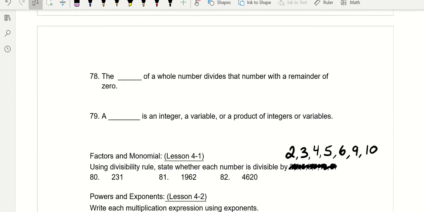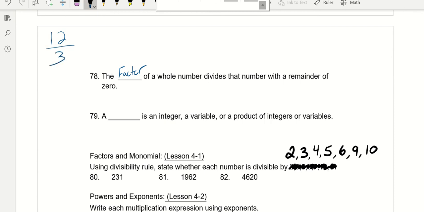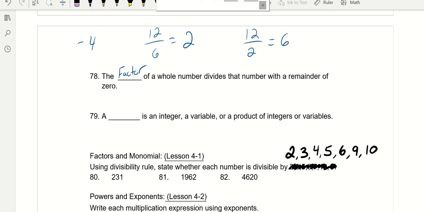The blank of a whole number divides that number with a remainder of 0. That'd be factor. The factor of a whole number. So think about 12. What's the factor of 12? Well, 3 is a factor. We can divide it by 3 and we get 4. We can divide it by 6 and we get 2. We can divide it by 2 and we get 6. So 3 is a factor, 6 is a factor, 2 is a factor, also 12 is a factor, 1 is a factor as well.